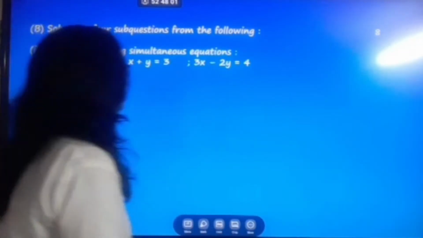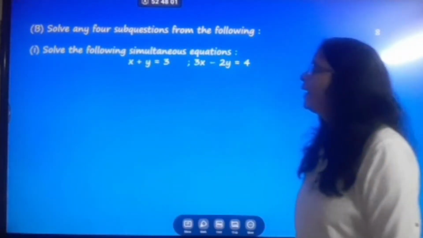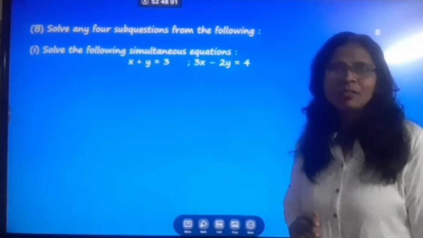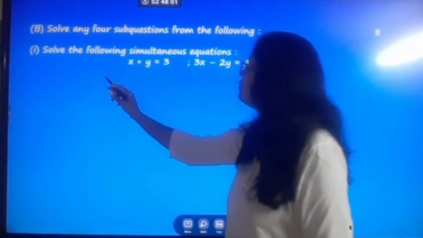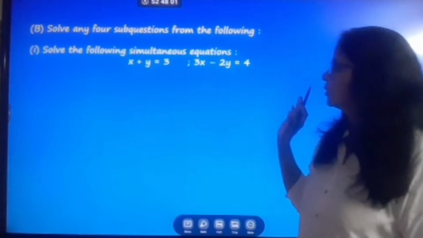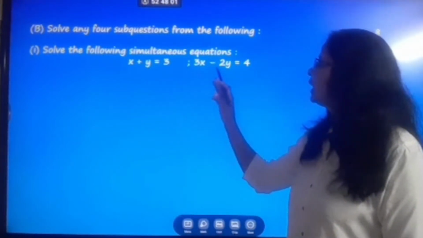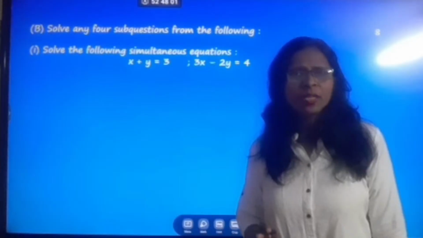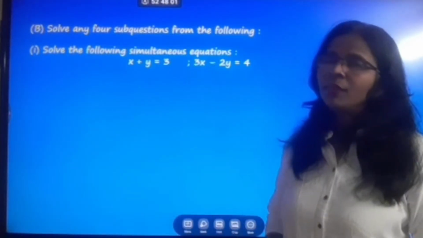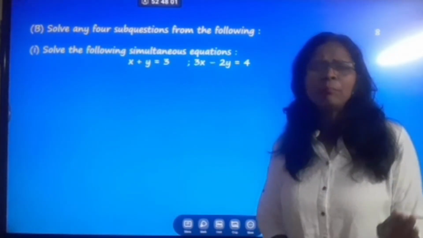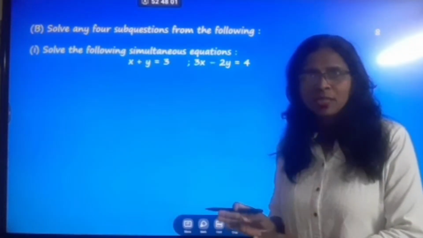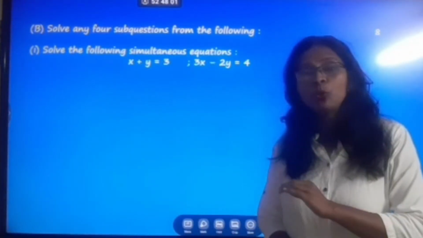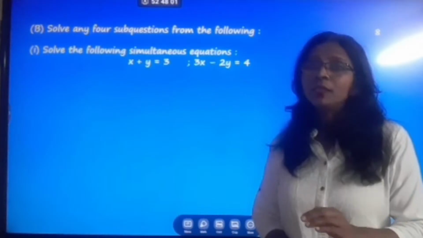Okay, so what is the B question? Solve any 4 sub-questions from the following. So the first one is: solve the following simultaneous equations. x plus y is equal to 3, 3x minus 2y is equal to 4. So now here, students, by which method do you solve this simultaneous equation? No, there is no mention here.